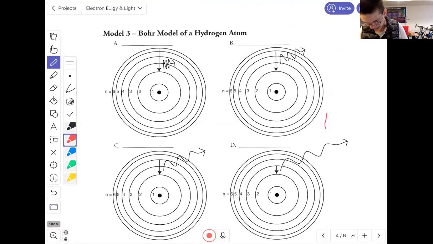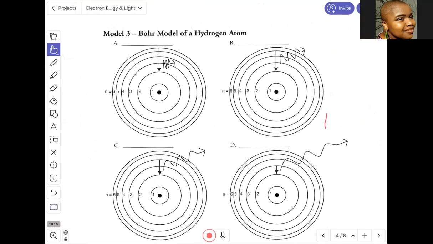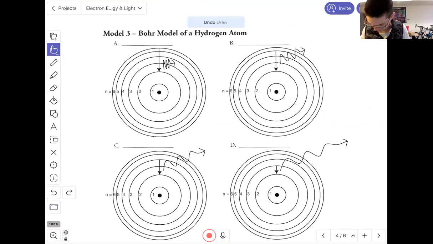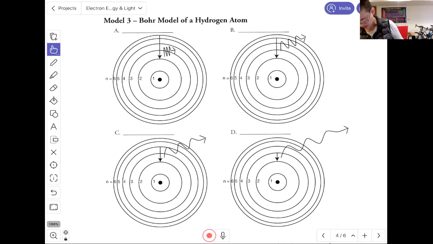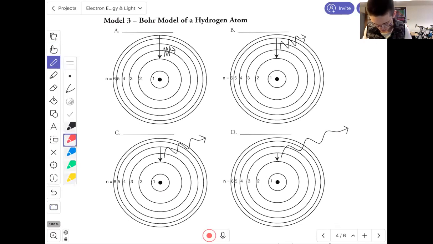All right, so we said that hydrogen generated 4 lines of color. Those 4 lines of color are represented in these 4 diagrams. To start off with, for each one of these, I want to identify where the electron is starting and where it is ending. So again, my electron is this arrow. We're going to ignore that squiggly line for just a second.